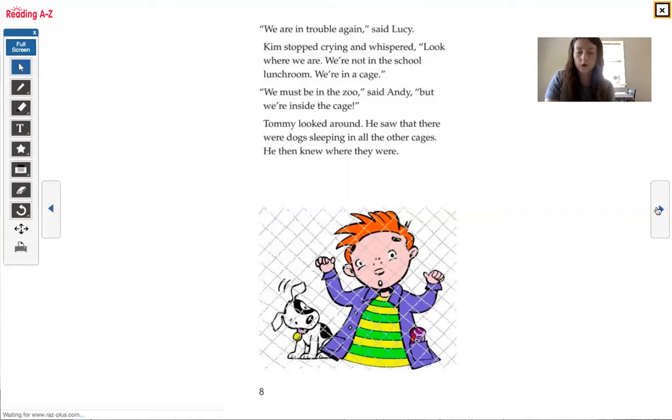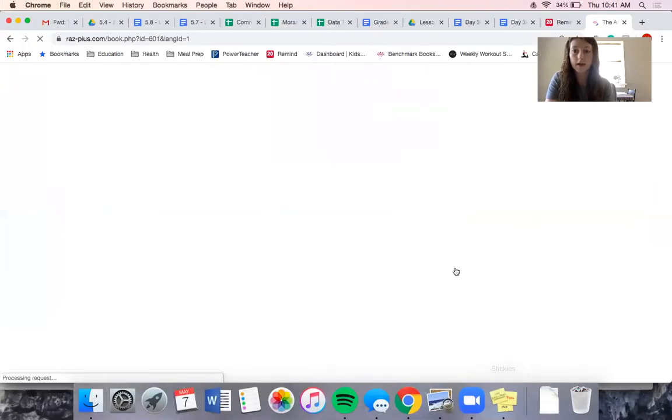Now, when I make predictions, right, predictions means taking a guess as to what might happen next in the story. So when I'm making a prediction, I don't know what's going to happen. So when I make my prediction, I'm going to say maybe this might happen, or maybe instead this might happen, right? So when I'm reading and I figure out if my prediction was correct or incorrect, I can take notes on my Post-it note.